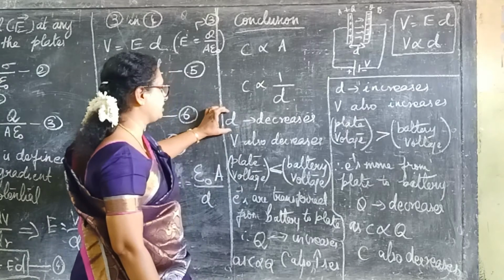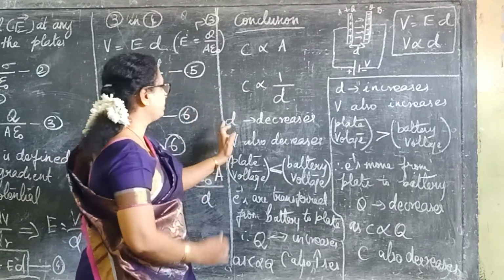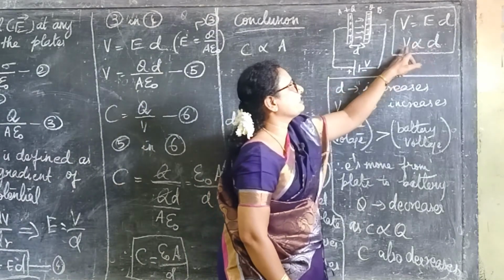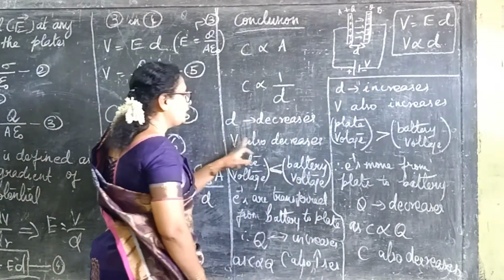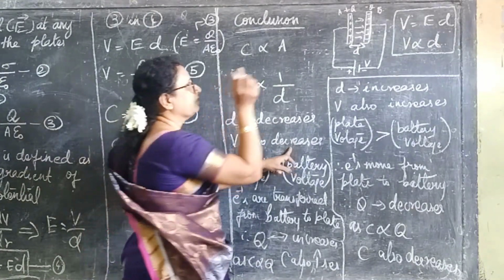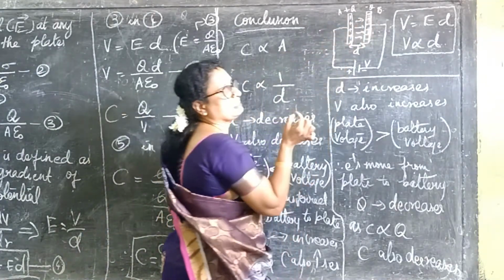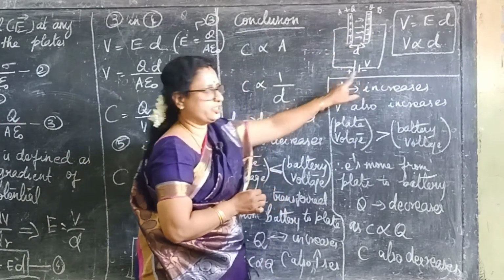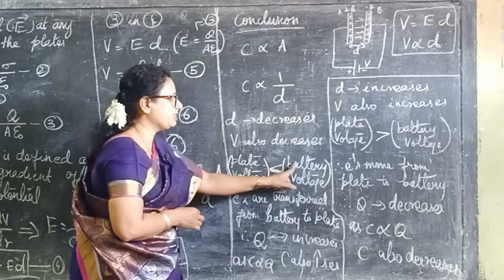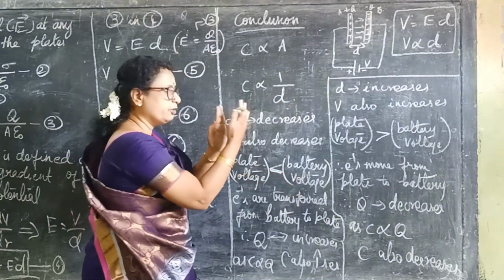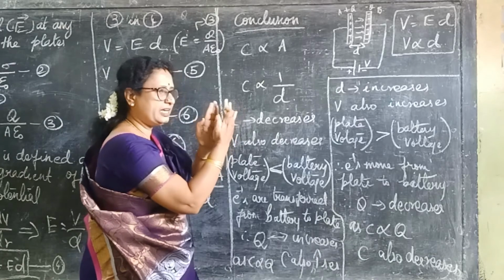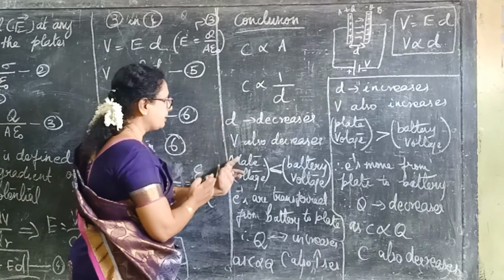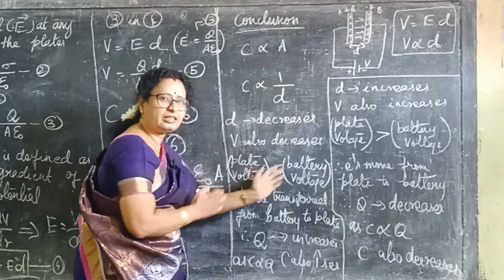First, let us take the first case. If we decrease the distance between the two plates, D decreases. So, from this expression, what do you understand? When D decreases, V will also decrease. That is, the potential between the plates decreases, and it will be less than the external battery voltage. That is, plate voltage will be less than battery voltage. You have to understand, children, as we move the plates closer, the plate voltage will become lesser than the battery voltage.